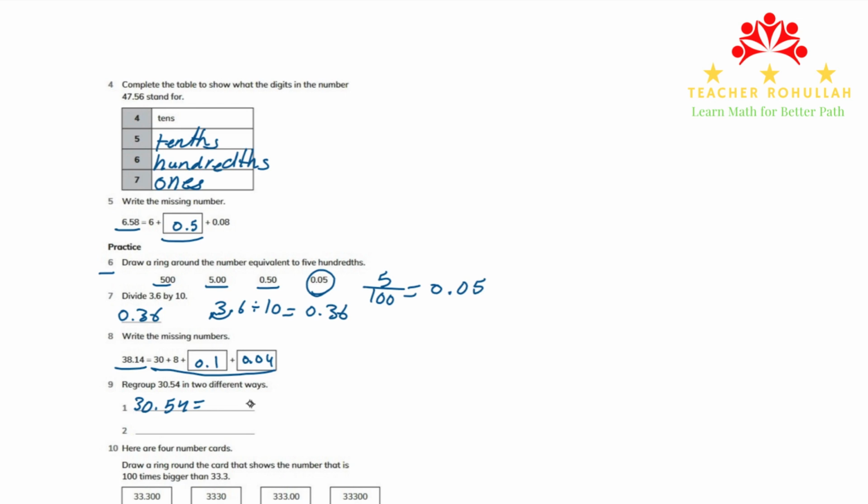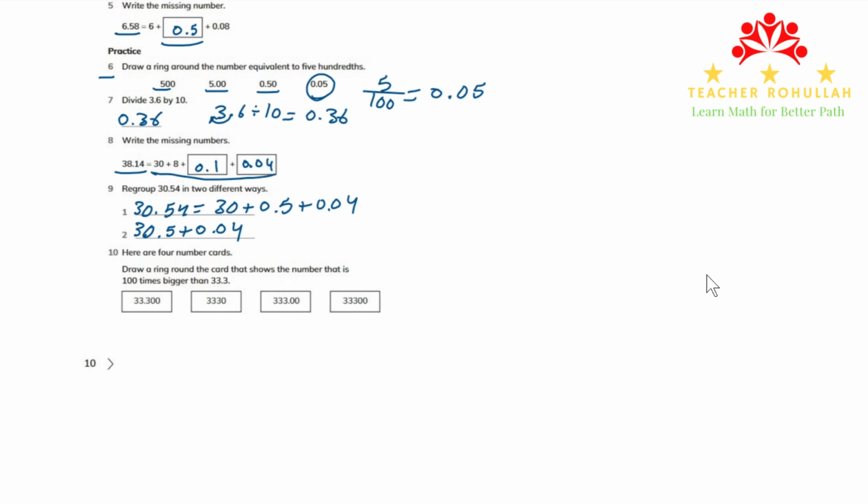30.54 equals 30 plus 0.5 plus 0.04. This is one of the ways that we can regroup. The other way, we can write 30.5 plus 0.04. We can even regroup in other ways also, but we are asked to regroup in 2 different ways. So we are done with that. Let me scroll it a bit down.